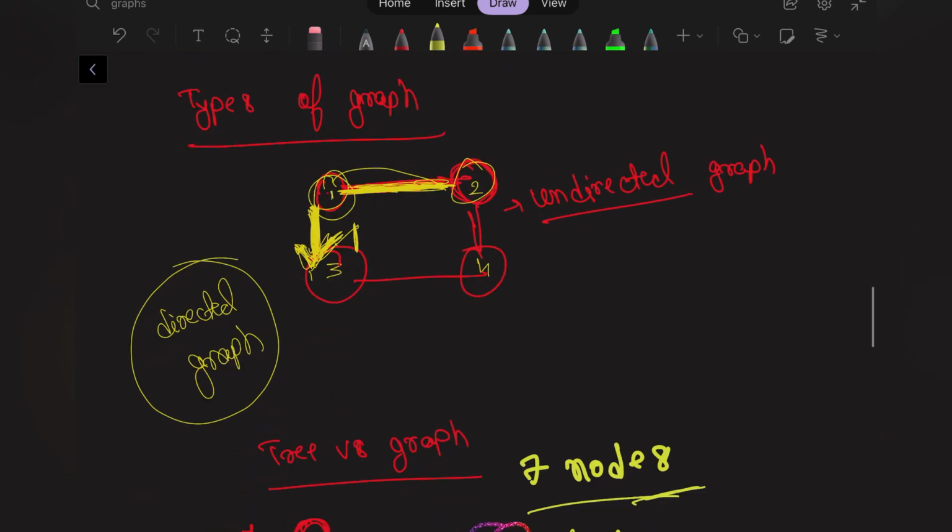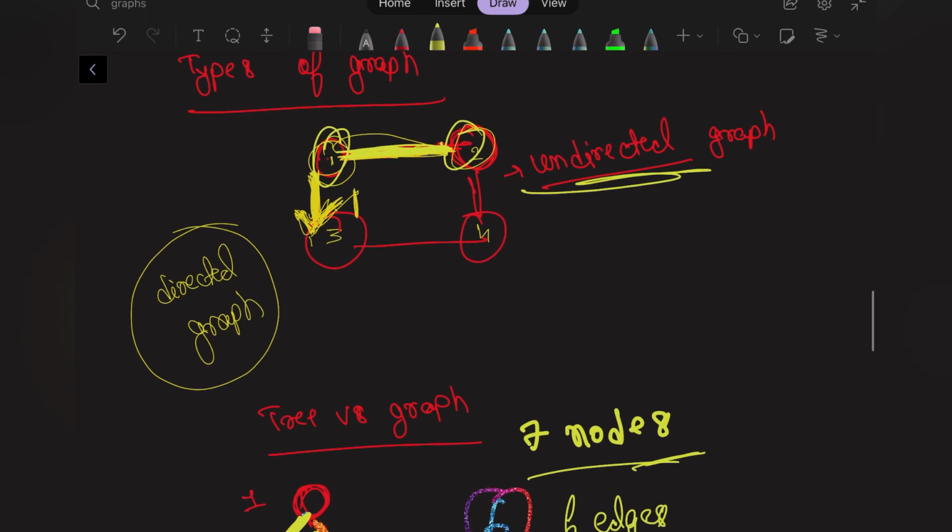First, we discussed the undirected graph, where there is no arrow between any two nodes, so we can easily go from 1 to 2, then 2 to 1. This is called an undirected graph. But if there is an arrow associated with the edge, so we can only go from 1 to 2, not from 2 to 1, that is a directed graph.